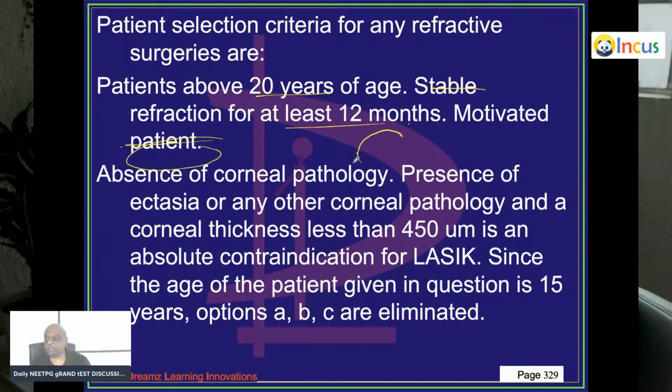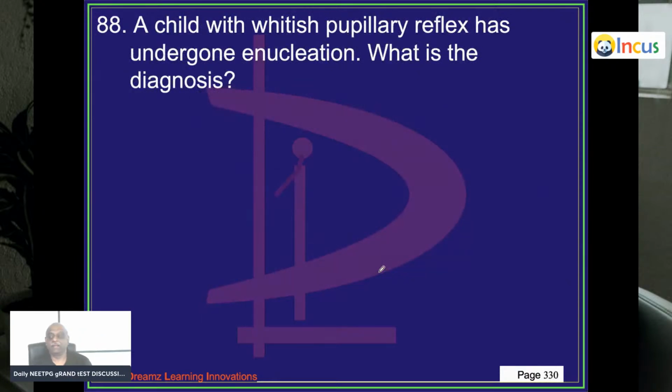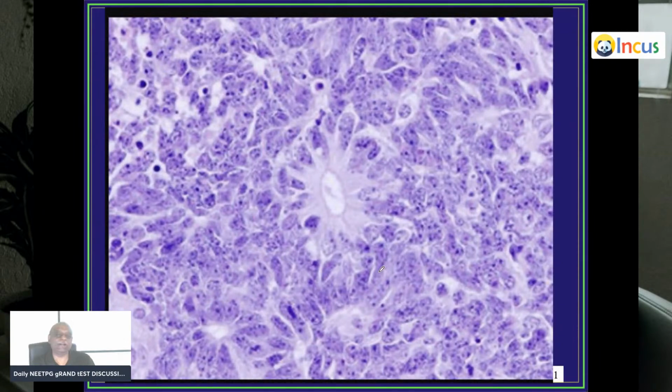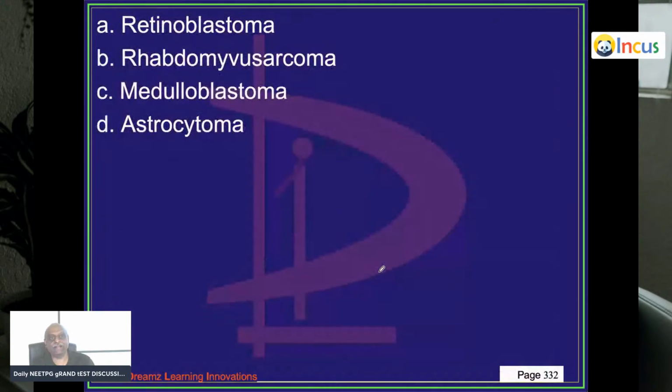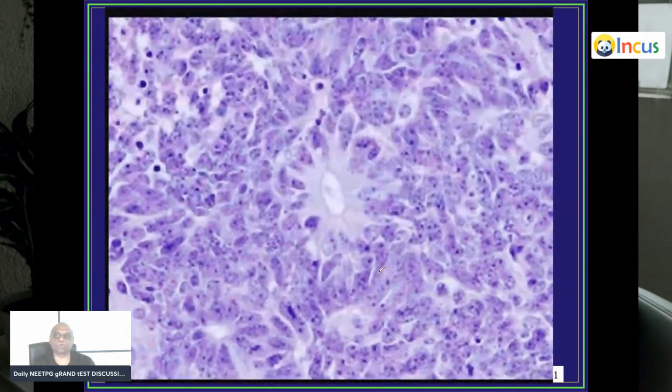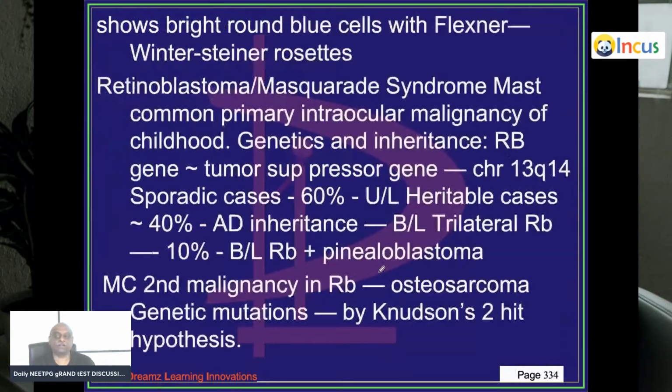If there is absence of corneal pathology, presence of ectasia, and a corneal thickness less than 450 is an absolute contraindication for LASIK surgery. Whitish pupillary reflex means what? Retinoblastoma. Retinoblastoma may show what? Flexner-Wintersteiner rosettes, which is the feature of retinoblastoma.